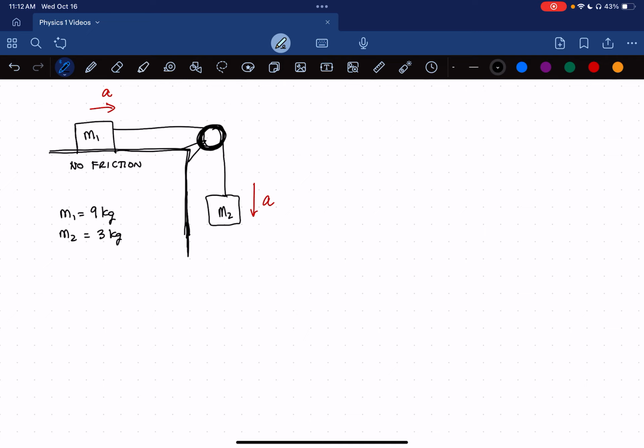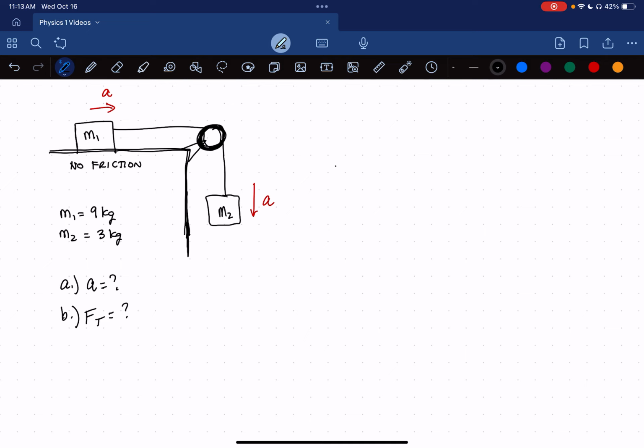For this one, we want to know what is the acceleration and what is the tension in the rope. Which, by the way, the tension here is equal to the tension here on the top part of that rope.